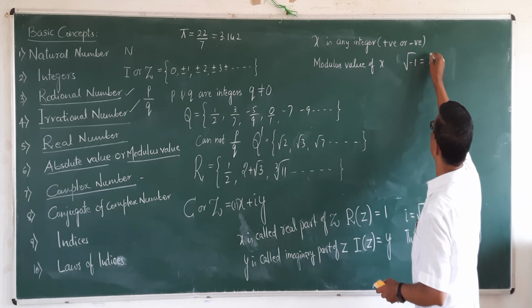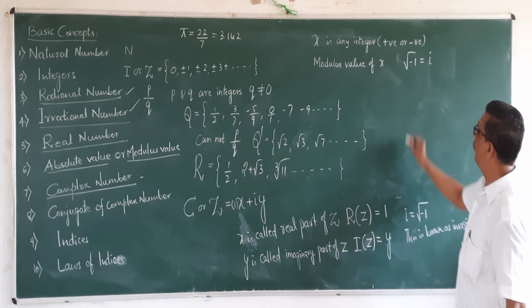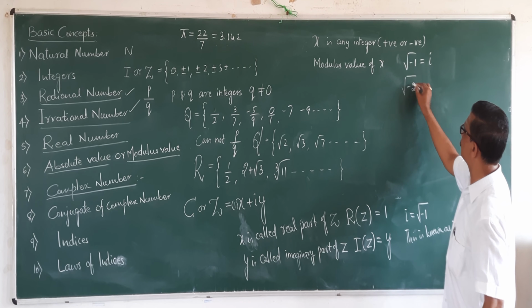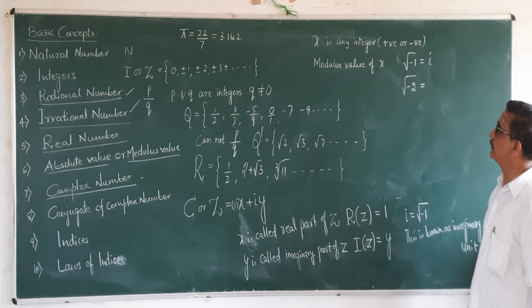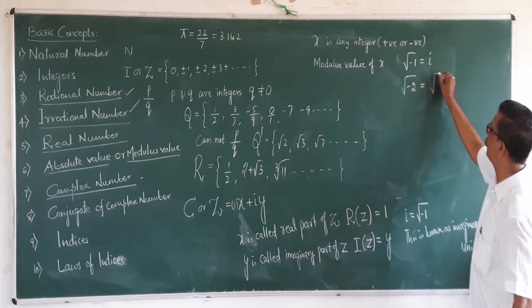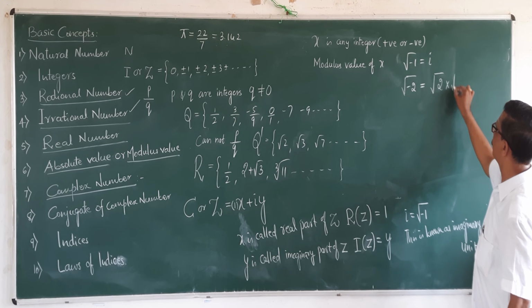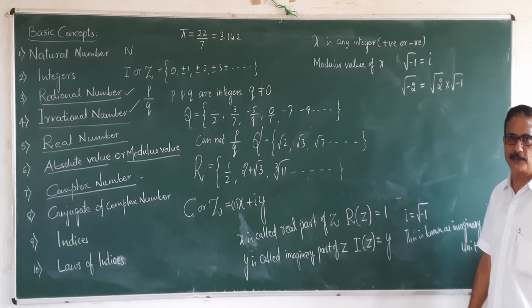Root of minus 1 value is i. It is fixed. So what is the value of root of minus 2? Root of minus 1 is i. What is root of minus 2? Root of minus 2 can be written as root 2 into root of minus 1.